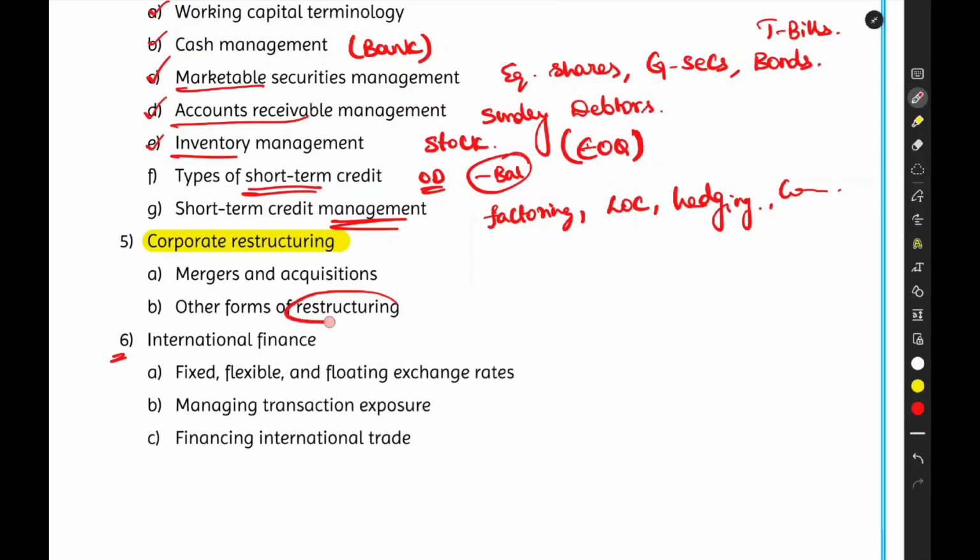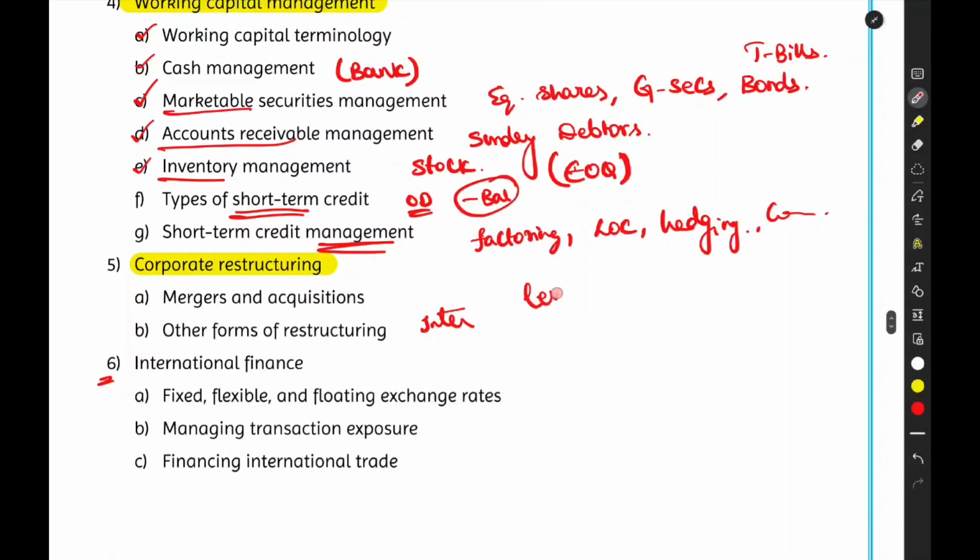And then other forms of restructuring. Here we'll talk about internal restructuring. Then we'll also talk about leveraged buyout. Okay, how you can buy out your competitor or whoever it is. If you're trying to acquire another company by taking a loan, that is called a leveraged buyout. And then we'll also talk about different types of mergers: horizontal, vertical, conglomerate types of mergers.